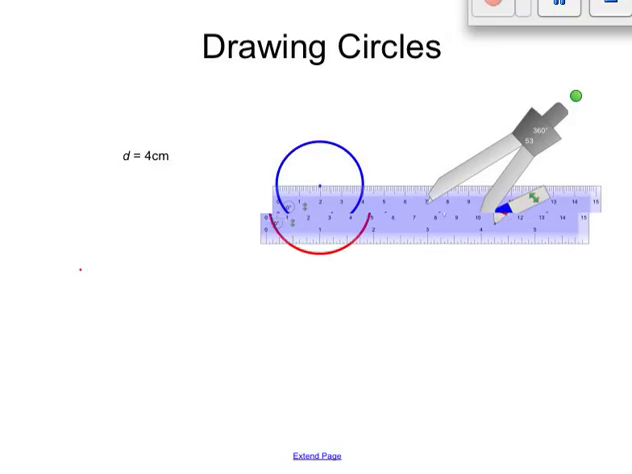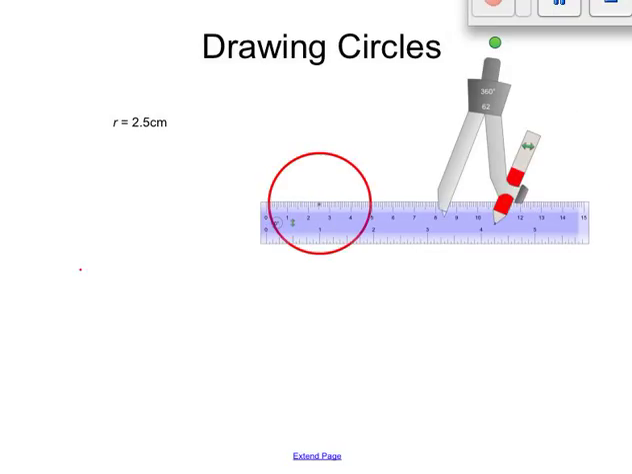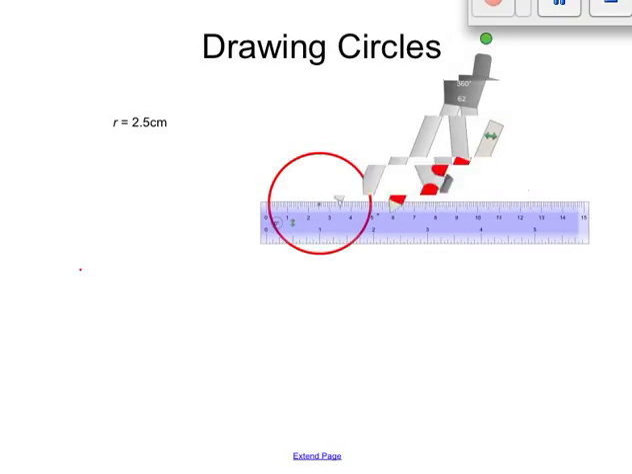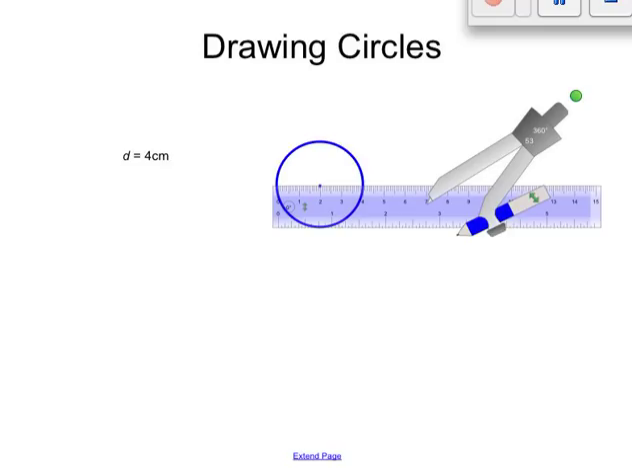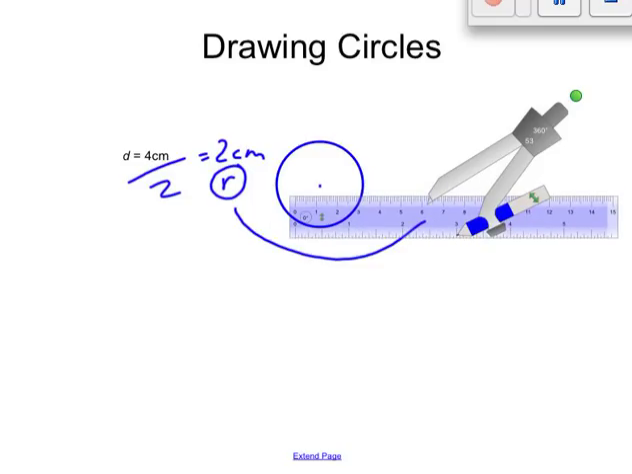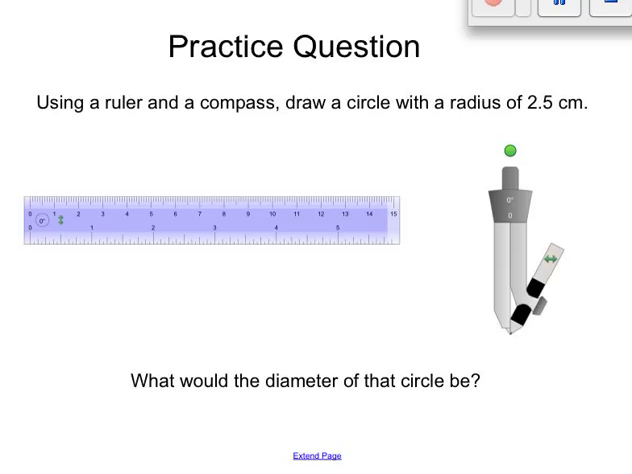So once again, when we are drawing the radius, we set up our compass at the right distance that we need it to be across. But when we're drawing a circle using the diameter, we need to divide the diameter by 2 to get the radius so that you can set up your compass properly.